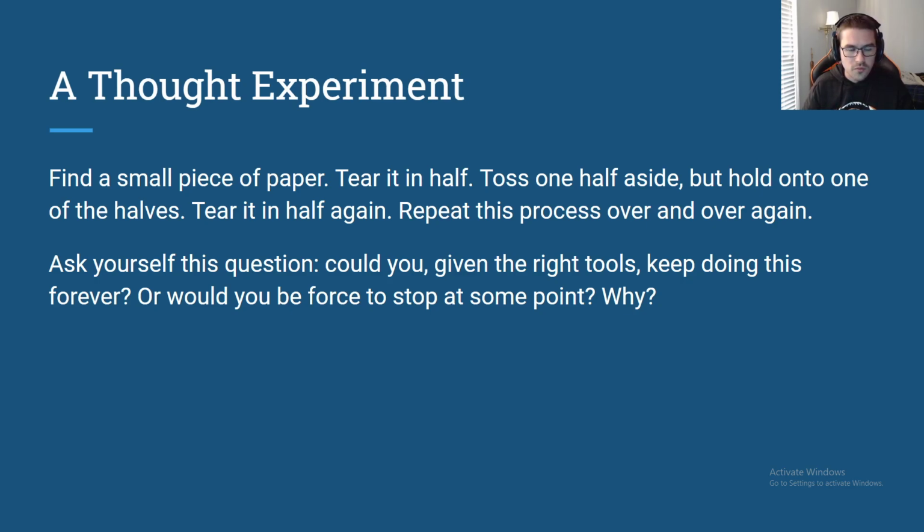So we're going to do a thought experiment. Find a small piece of paper, tear it in half, toss one half aside, but hold on to one of the halves. Okay, so I'm going to fold my piece of paper in half. I'm going to crease it a few times here, just so that it rips kind of nicely. And then I'm going to tear it in half in just a second here. Okay, so I'll tear mine in half. Like I said, take one half and throw it away, or get rid of it. Toss it aside, but hold on to the other half.